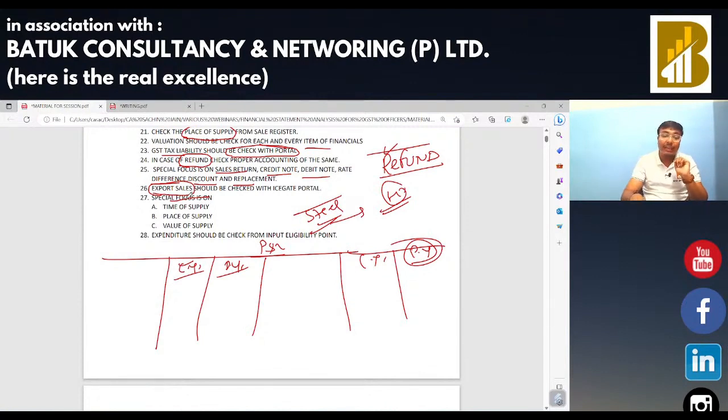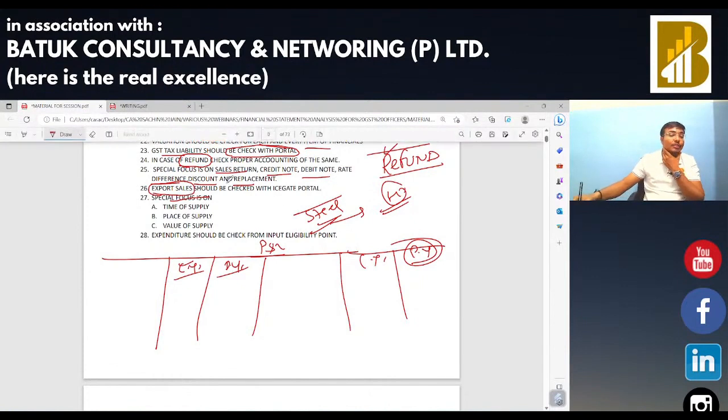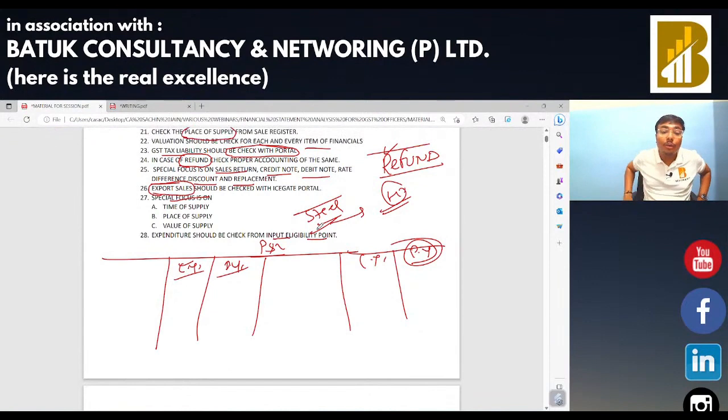Okay, sir. Next and last point: expenditure should be checked from the input eligibility point of view. When you are going to check the expenditure, when you are going to analyze the profit and loss account of a particular entity and multiple expenditures are available, you need to check what type of expenditure on which input is allowed, and there are certain expenditures on which input tax credit is not allowed. So you need to check if there is any input which is blocked under section 17 subsection 5, whether the party has claimed it.